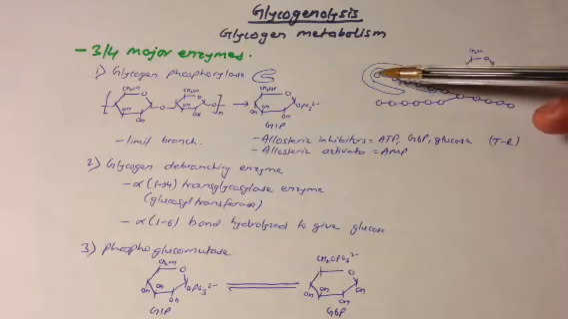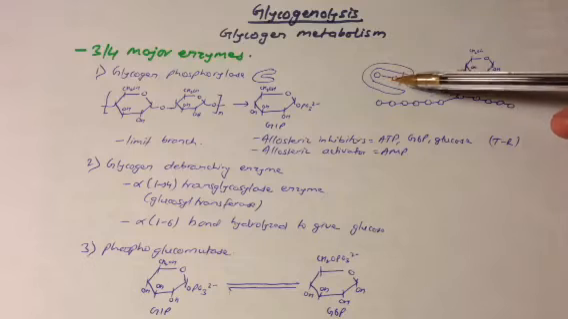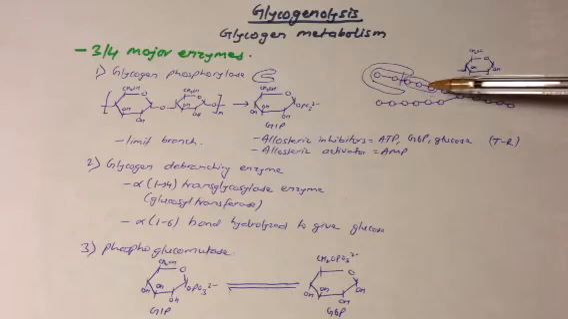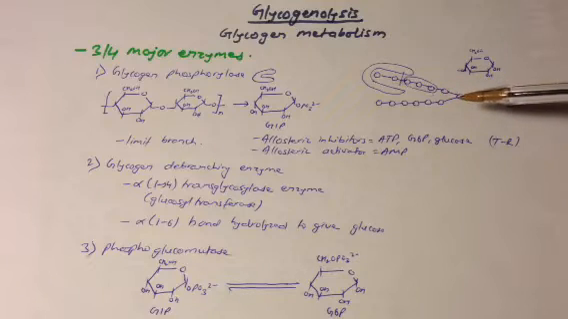And glucose molecules are attached in glycogen by alpha 1,4 linkage like this one, this one, this one, this one, or by alpha 1,6 linkage like this one. This is still alpha 1,4.